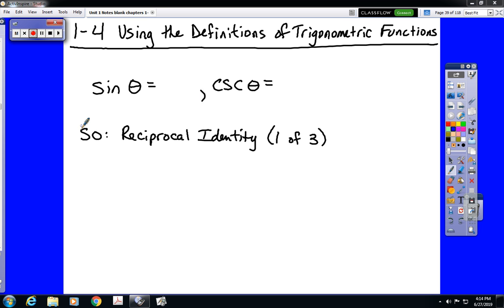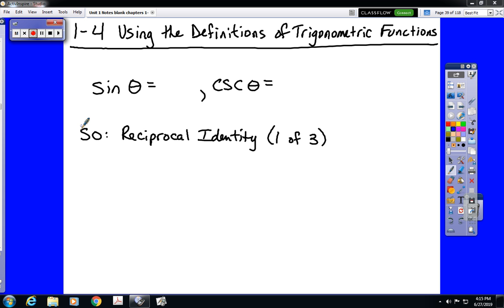Okay, here's the first video for section 4 of your trigonometry book. Chapter 1 is using the definitions of trigonometric functions. We're going to start putting in some of the identities that we're going to be using later in the book, later in the semester, starting with this idea of a reciprocal identity.